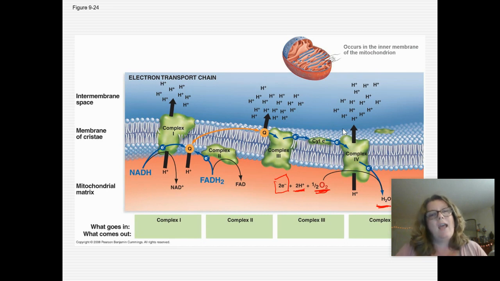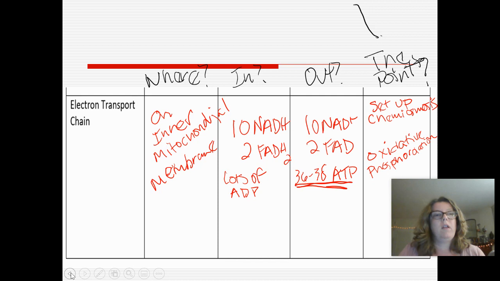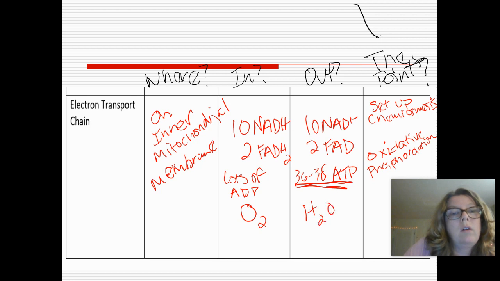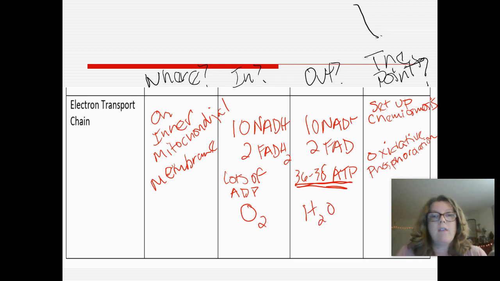But then at the same time, we're also going to make the situation safe by accepting the electrons and the hydrogens with oxygen to generate water. And that's really important, right? So let's go back and fill out the rest of this. So O2 is coming in, and it's going to come out as water, right? And oxygen is that final electron acceptor there, okay? And that's what's important to know about the electron transport chain.